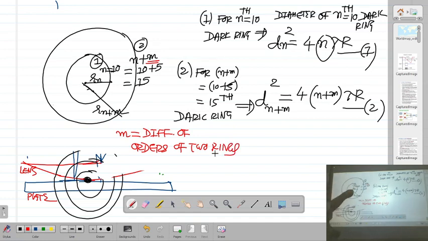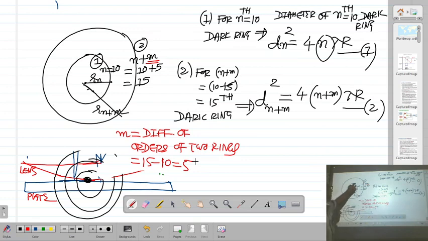The order of the first dark ring is 10, and the order of the second dark ring is n plus m, 15. So what is the difference of the orders of the two dark rings? 15 minus 10, that is 5. Please remember, this 5 is not the order of the ring. It is not the ring number. It is the difference of the orders of two rings.